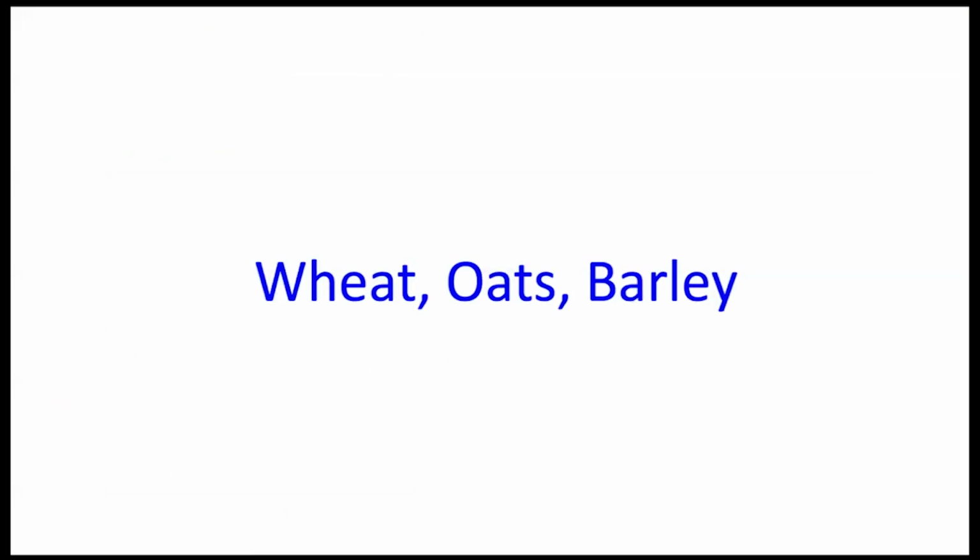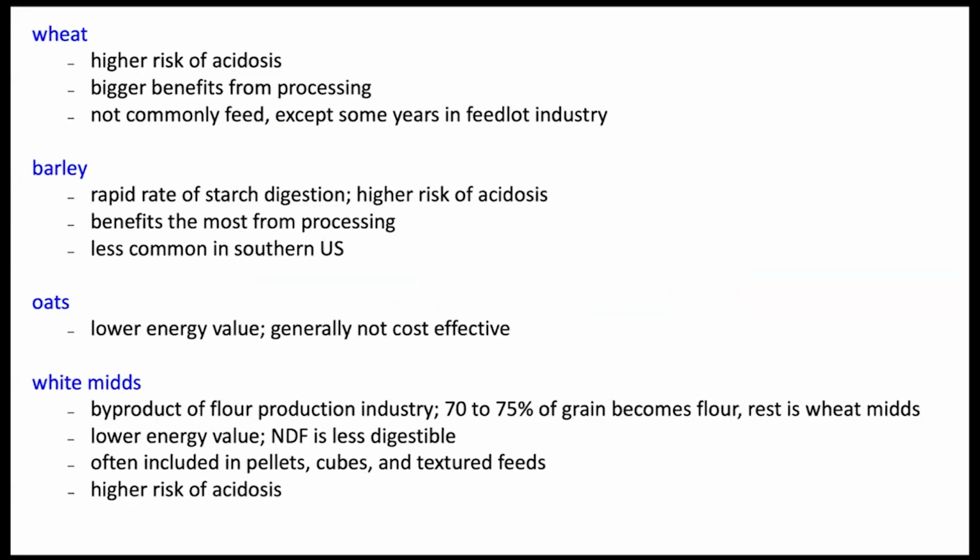So that kind of covers corn and some of the corn byproducts. I wanted to talk about wheat, oats, and barley just a little bit. When we think about wheat, it does have a higher risk of acidosis, especially compared to corn. We do see a little more benefit from processing compared to corn, and you'll see that on an upcoming slide. It's typically not routinely fed because wheat has more value going into the human food supply chain to make bread and pasta and other dishes like that.